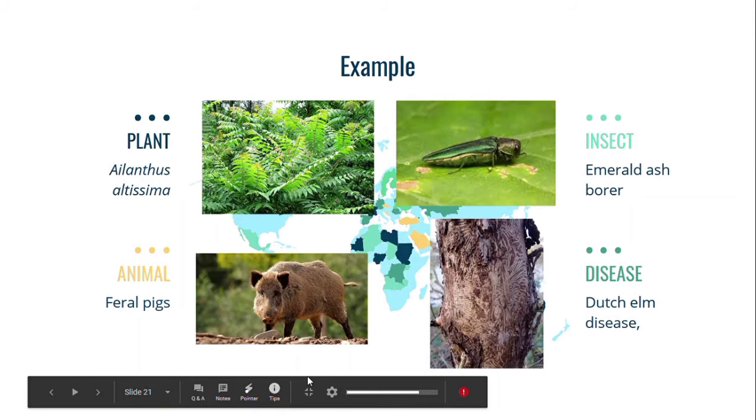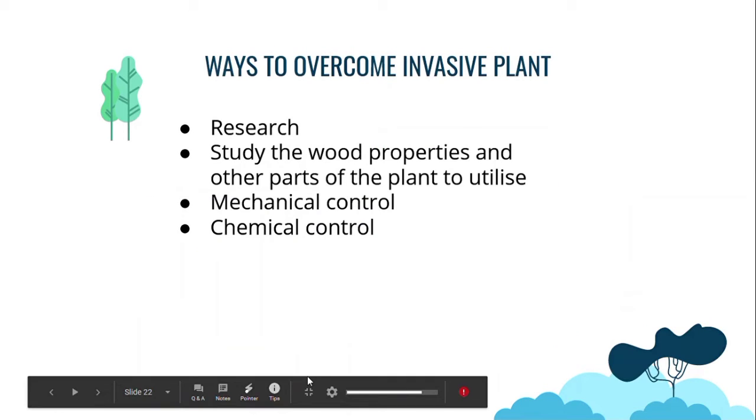There are many ways to overcome invasive plants. One of the ways is by doing research, like research on hybrid species to have resistance towards a disease. Another way is to study the wood properties and other parts of the plants to utilize the invasive plant. Next is mechanical control like mowing, or chemical control using herbicides.